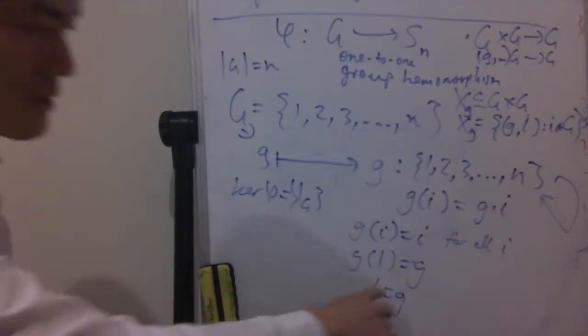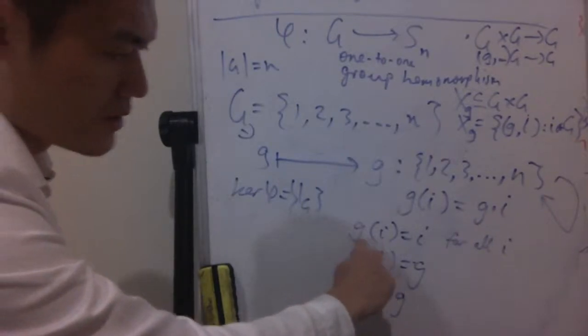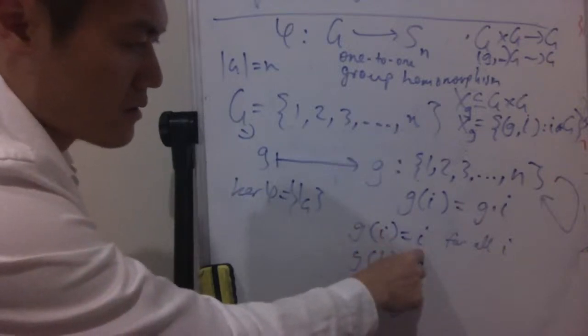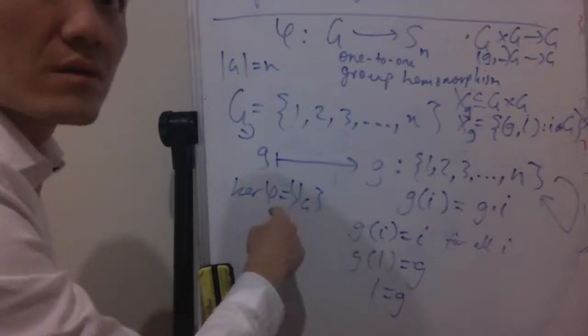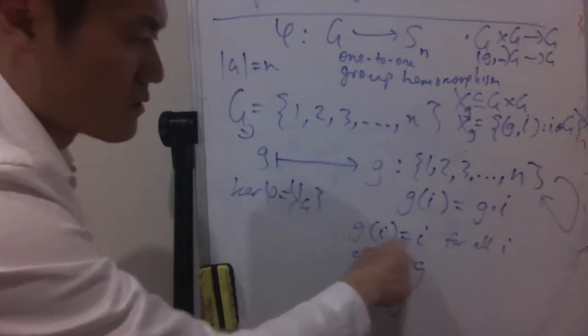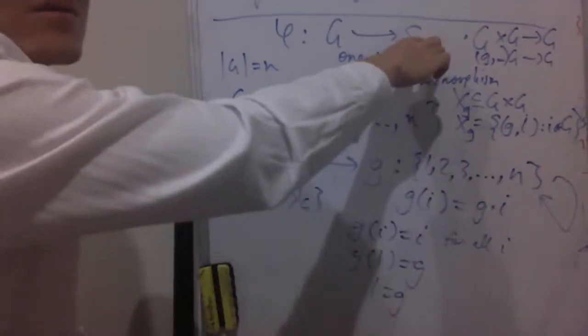Wait, hang on. Oh, so because this is the kernel, right? Something in the kernel. So the G has to be the identity function. Oh, okay. Right? So the identity function does this. Yeah. So G that does this is in the kernel. It's in the kernel because the definition of the kernel is the things that map to the identity function. Oh, okay. Because the identity function is the identity in this group.